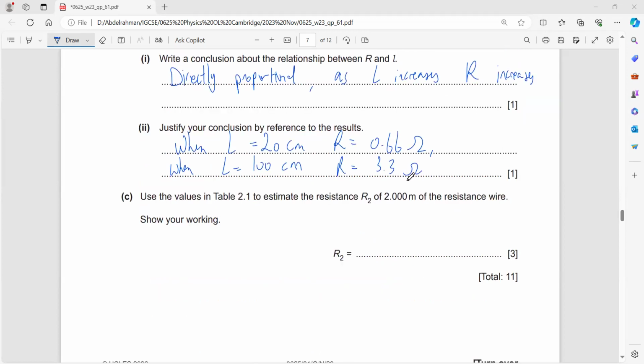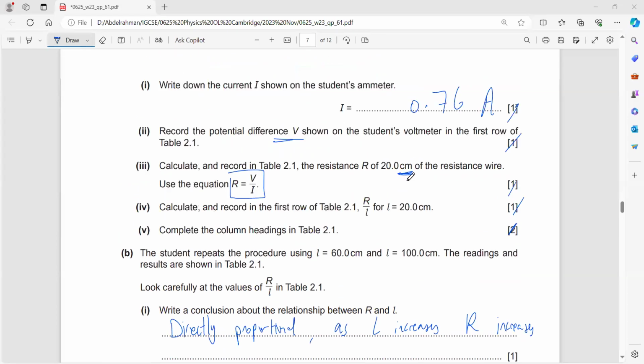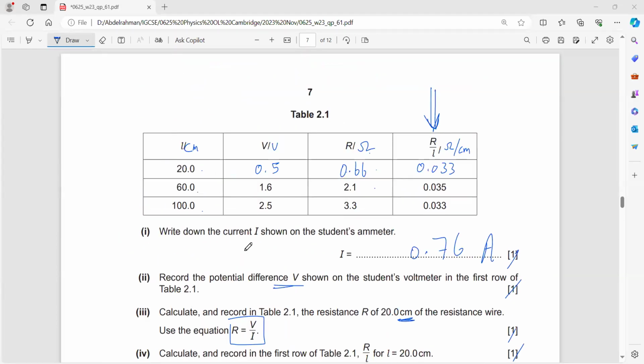Use the values in table 2.1 to estimate the resistance R2 of 2 meters of the resistance wire. Here I have the length in centimeters. Can I find the resistance when the length is in meters? Yes, I can. How? Here I have 100 centimeters. Isn't that 1 meter? Yes.